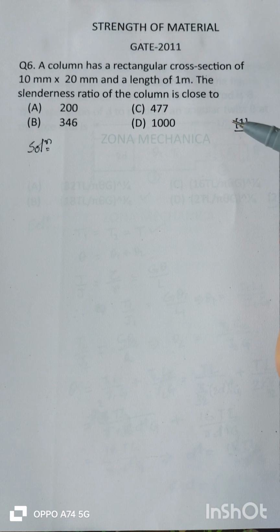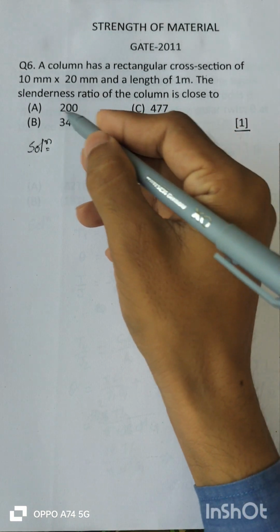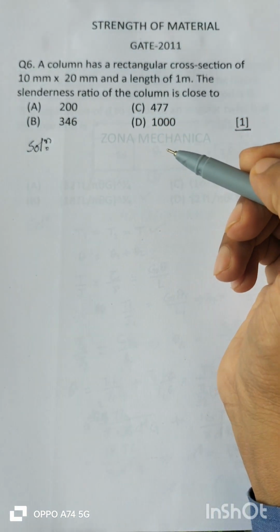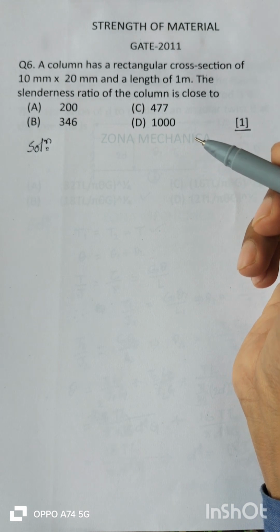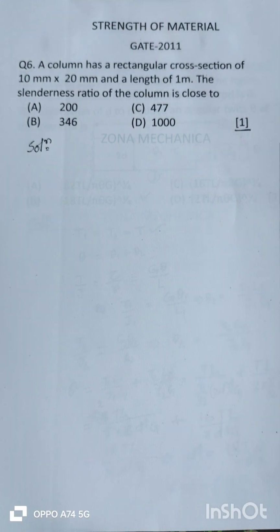Well, this is a tricky question. There are few key points which you must know clearly to answer the question correctly, like what is slenderness ratio and what is radius of gyration and the variation of radius of gyration on the cross section of the column. You must know all these things to answer the question correctly.